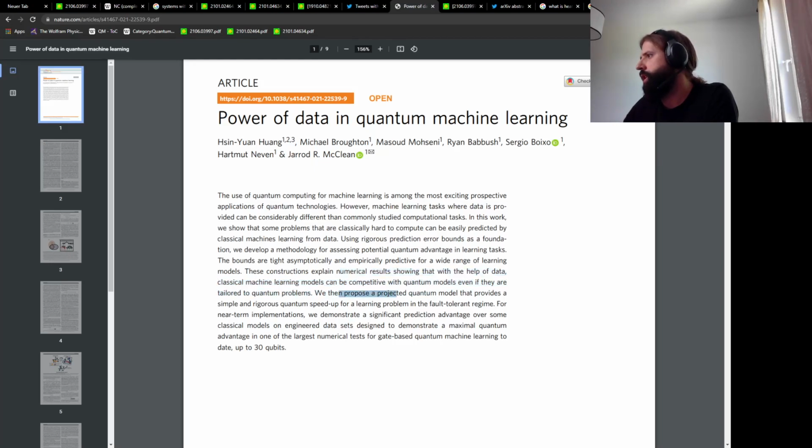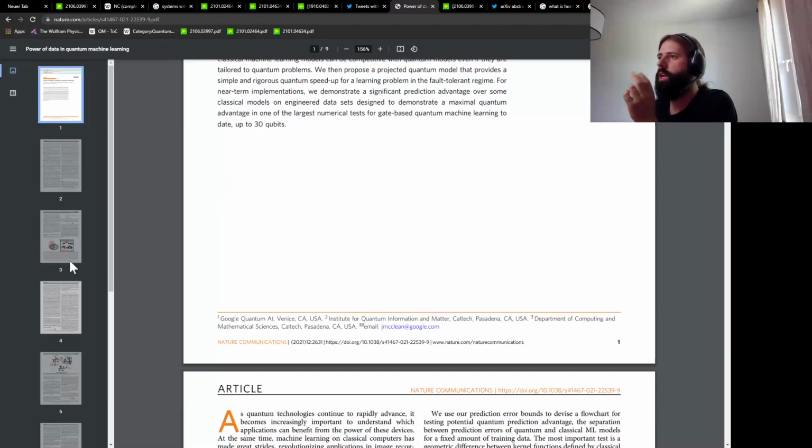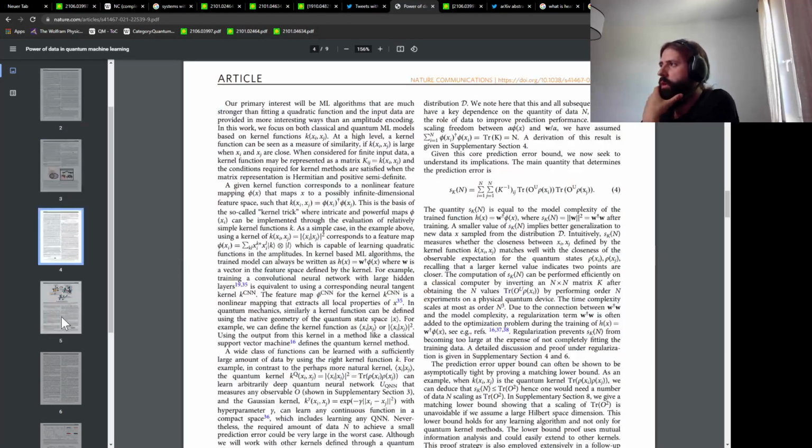We then propose a projected quantum model that provides a simple and rigorous quantum speedup for a learning problem in the fault-tolerant regime. For near-term implementations, we demonstrate significant prediction advantage over some classical models on engineered data sets designed to demonstrate a maximum quantum advantage, in one of the largest numerical tests of gate-based quantum machine learning to date, up to 30 qubits. Okay, so that paper goes through a specific example that will show an advantage.